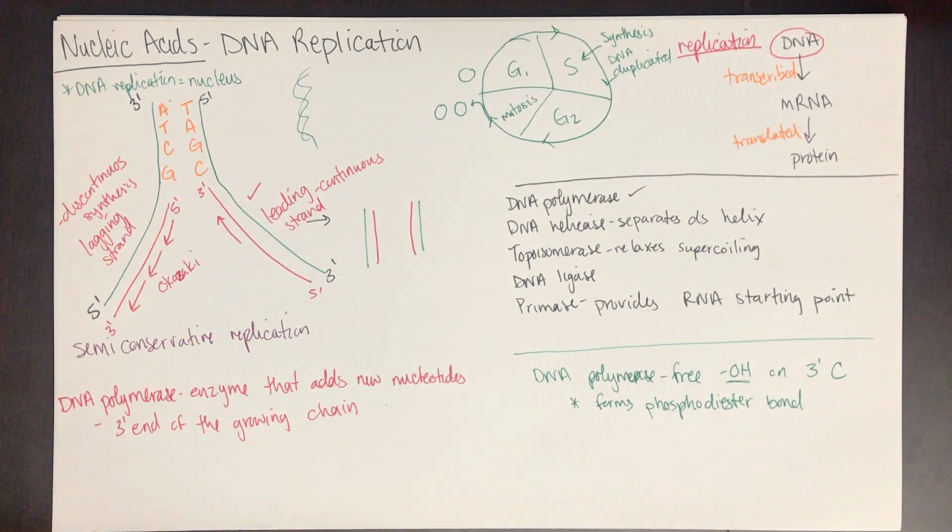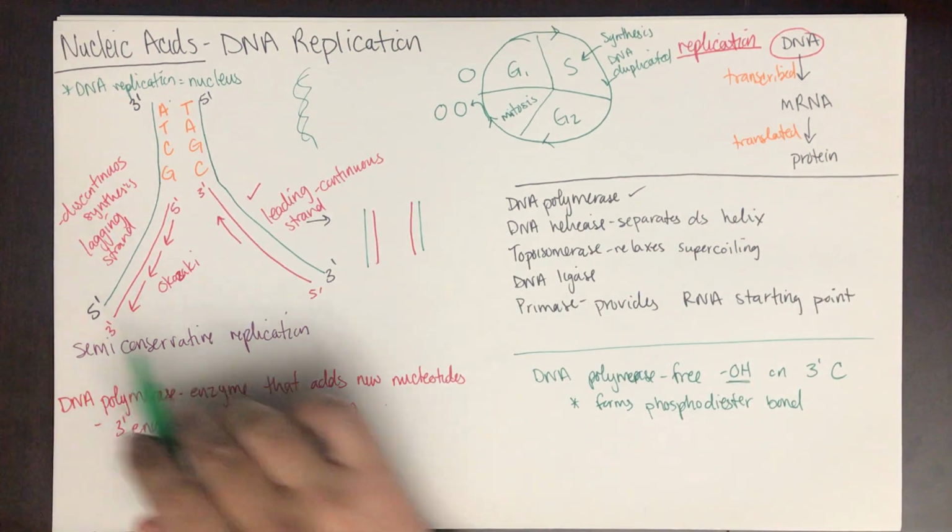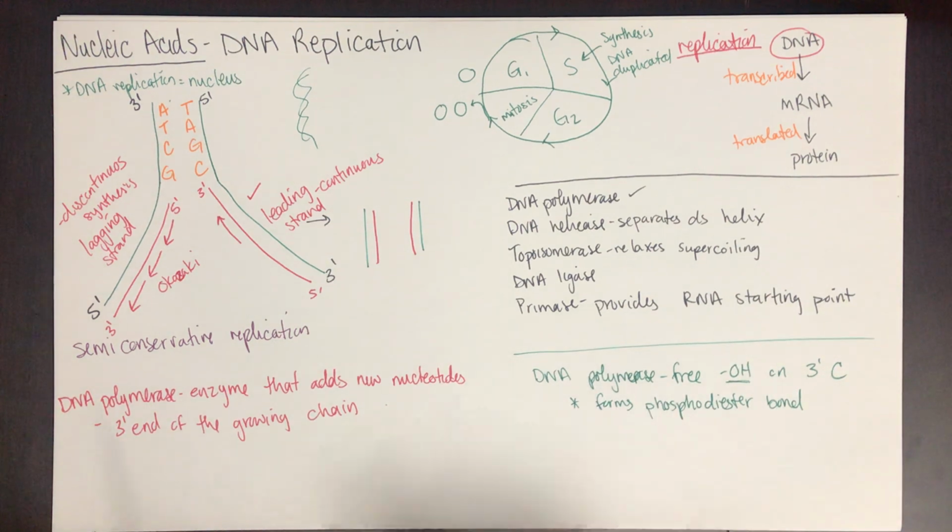And that happens on the 3' carbon. The 5' carbon does not have an available site for this reaction to happen. At the 5' carbon is that big phosphate group from the previous phosphodiester bond. So this is why nucleotides can only be added at the 3' end of the growing strand.